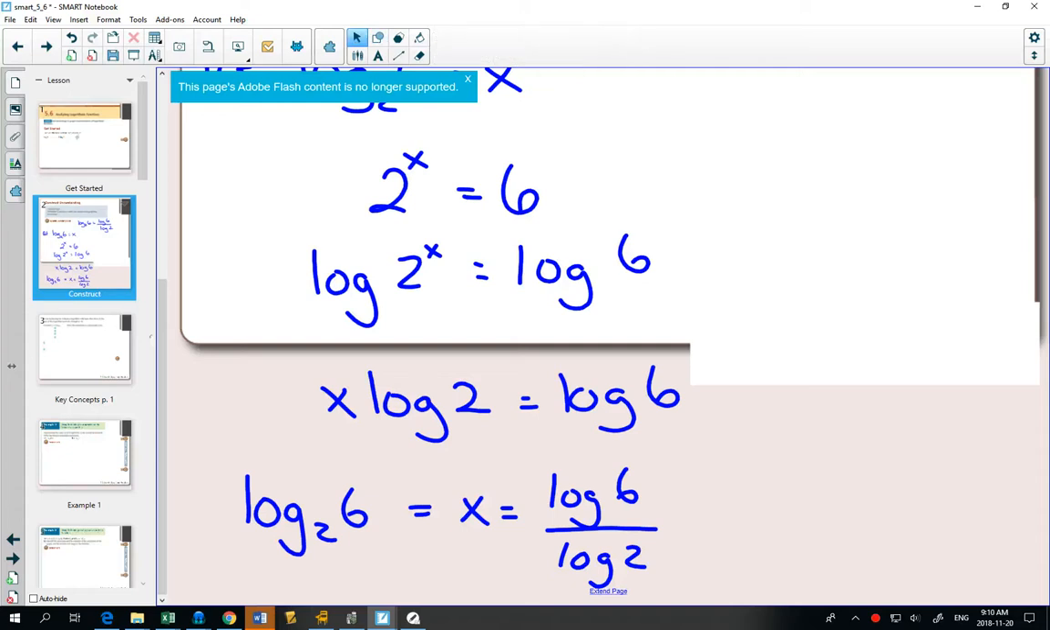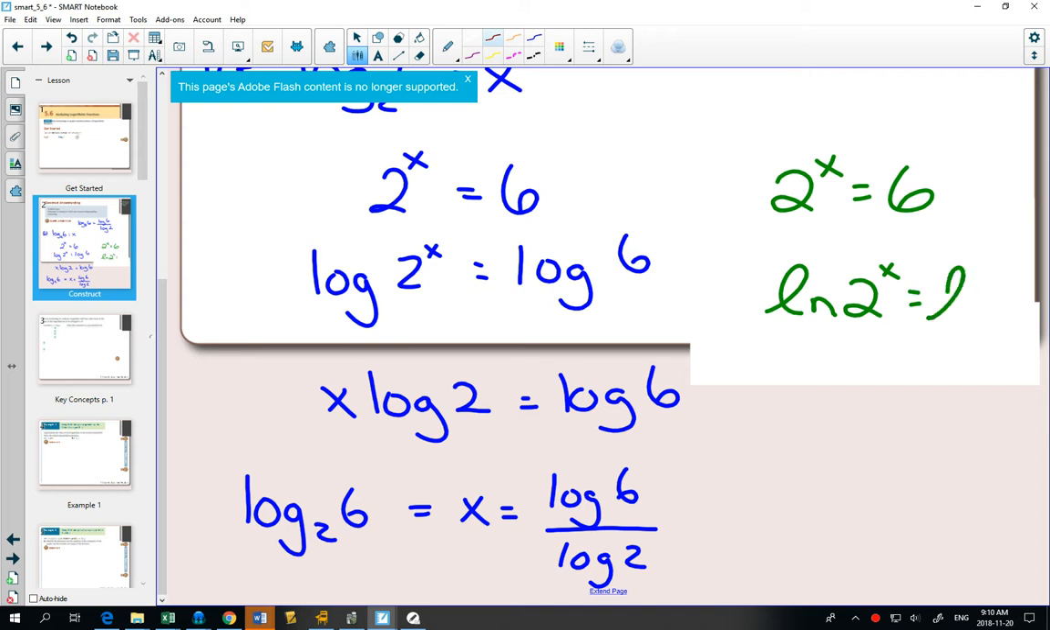I'm going to do it again, but this time I'm going to choose a different base. Which bases are on every calculator? Which buttons do you have on your calculator? You have a log button? What's right underneath the log button? The natural log button. So instead of taking the log of both sides, I could have taken the natural log of both sides.